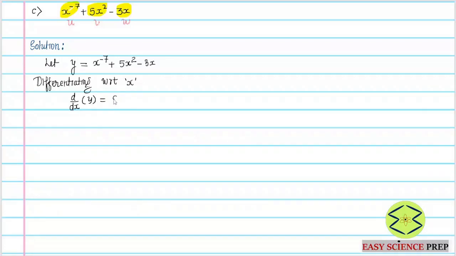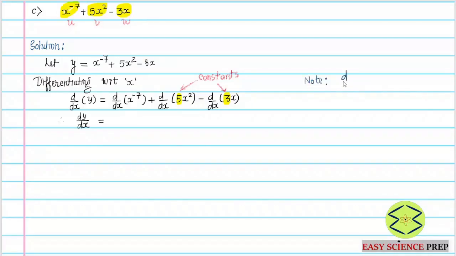I hope it is clear to all of you. d by dx of x raised to minus 7, the symbol between them is plus, so plus stays as it is, d by dx of 5 x square, minus d by dx of 3x. So this will become dy over dx. Now I need to tell you a very important thing here. If you observe, here we have 5 and 3, which are basically constants. If we have these constant terms, we can always take the constants out of differentiation.